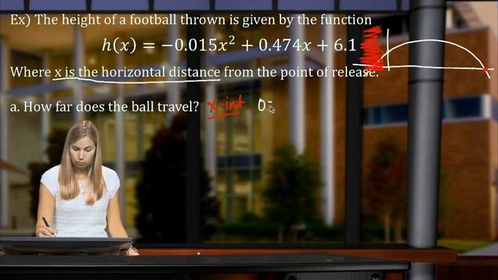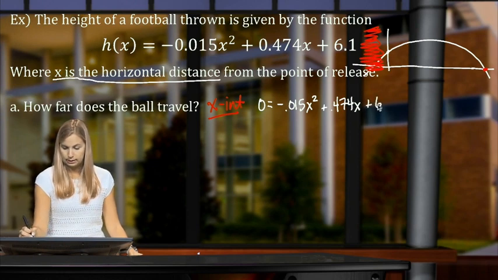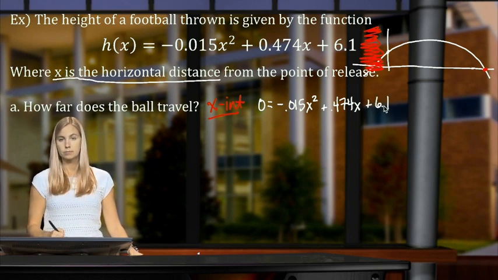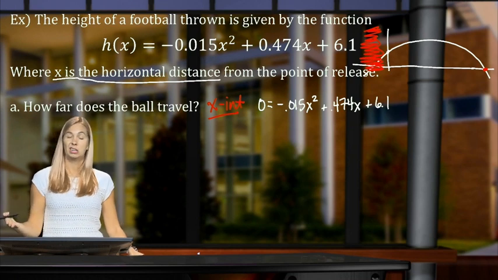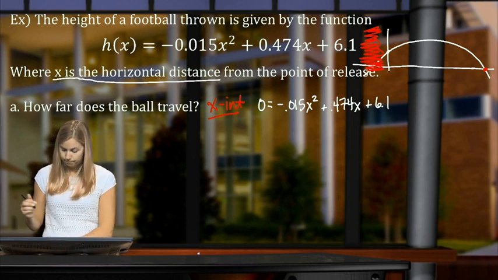So we have 0 equals negative 0.015x squared plus 0.474x plus 6.1. Now to solve this, we can always try to factor, but that's not going to be fun because we have decimal coefficients. Our best bet is to use the quadratic formula.